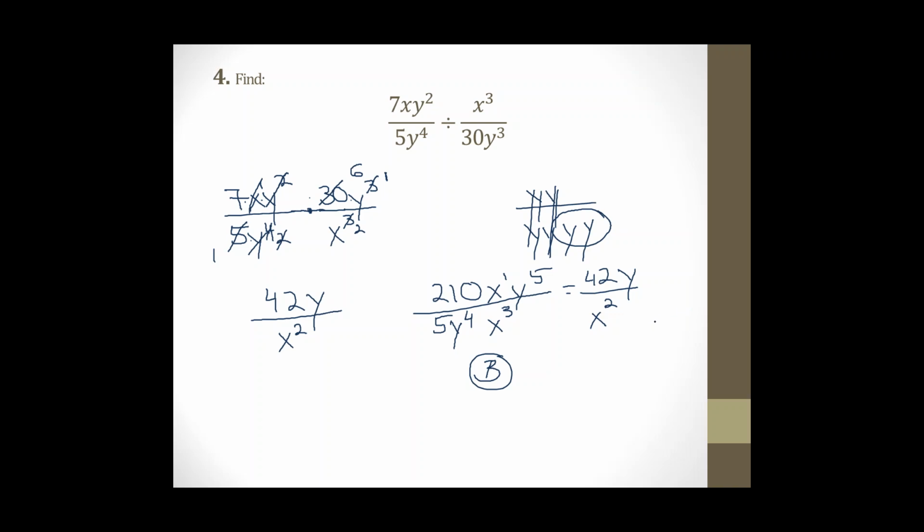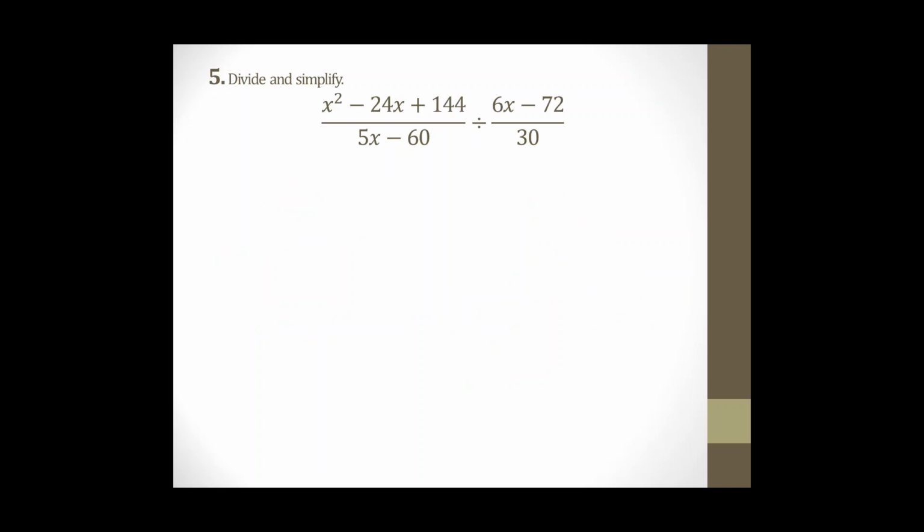So if there are no questions, let's move on to number 5. This is another one, divide and simplify, but this is a little bit more complex. So again, we need to use factoring to help us out here. We need to factor everything we can, and again, because of the division sign, we have to rewrite our problem.